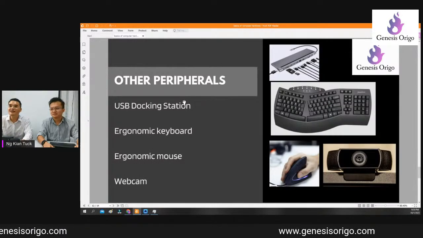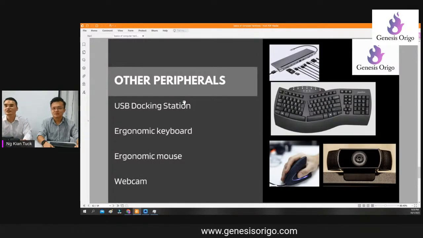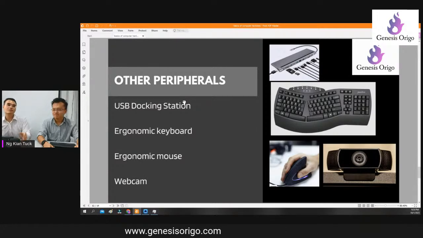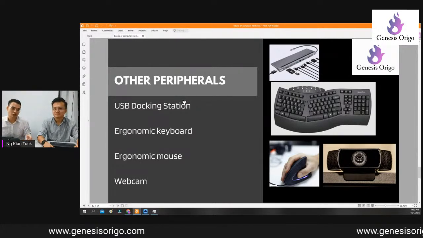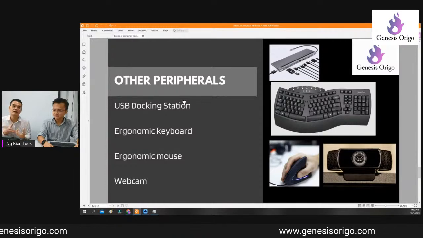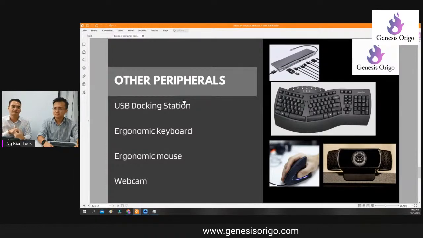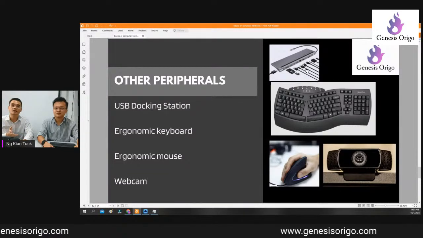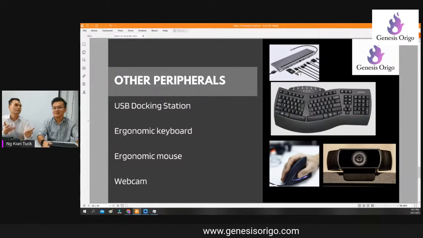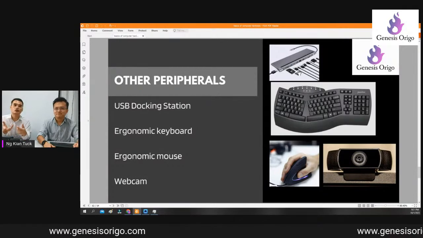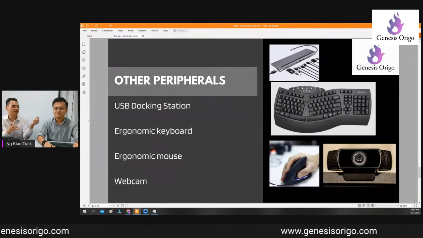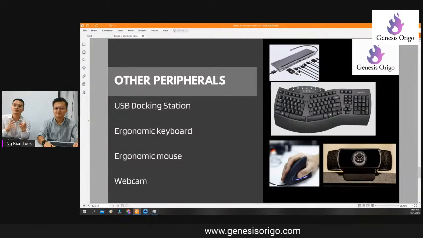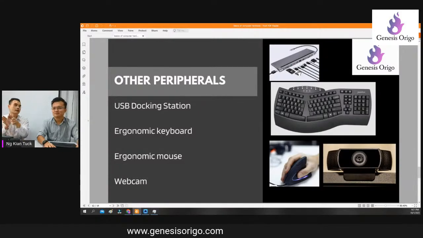So I think we come to the last part already, which is the peripherals. These peripherals are additional devices and equipment to add functionality to your computer. All right, so we have this USB docking station, which you can look at on the slide here. It helps you to add a lot more different types of connections, like your digital camera and your memory card. Some laptops will have the ports built in.